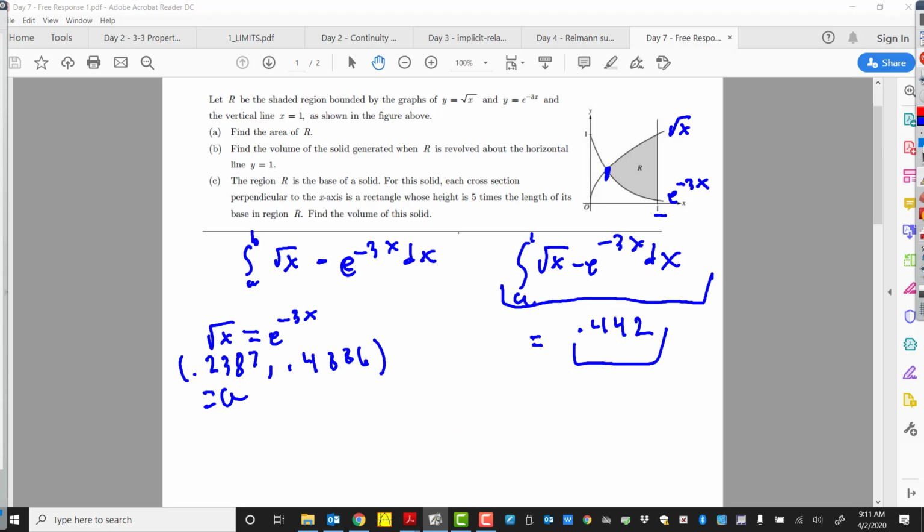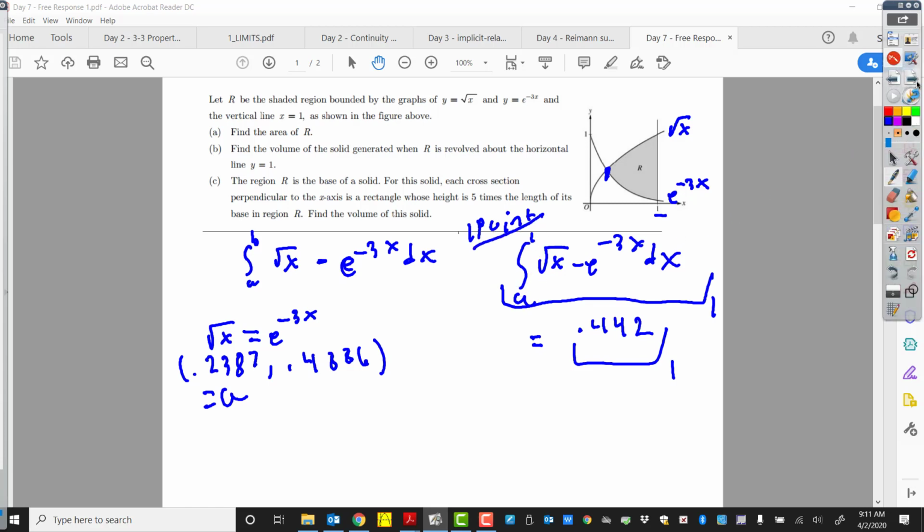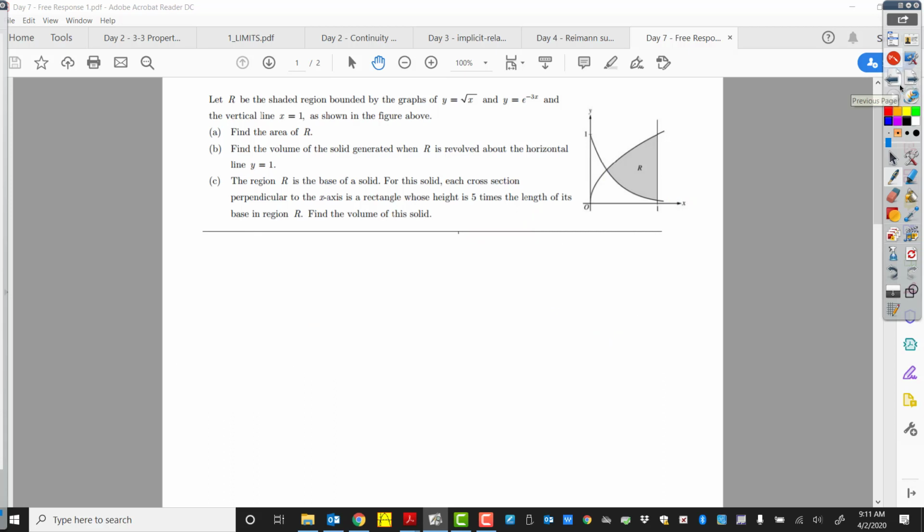All right? Let's move to the next one. All right, so let me make sure I have this written. 1 point here, 1 point here, and then just 1 point in general for having the correct bounds. All right, let's move to the next part.